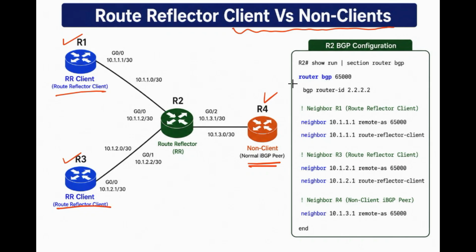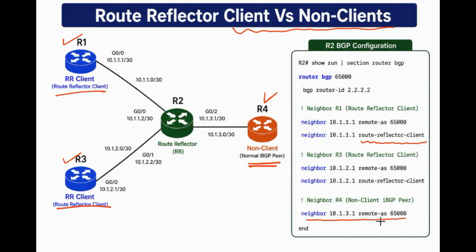Non-client means normal iBGP peers which do not have the route reflector client command. A client is configured using the route reflector client command on the neighbor statement. A non-client is simply a normal iBGP neighbor and does not have that command.